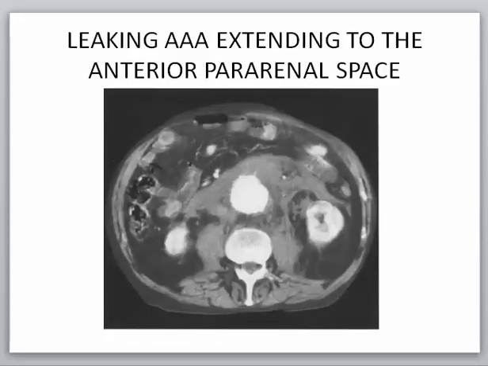Here we have an aortic aneurysm which is leaking and extending to the anterior pararenal space. Abdominal aortic aneurysm with leakage extending into the anterior pararenal space.